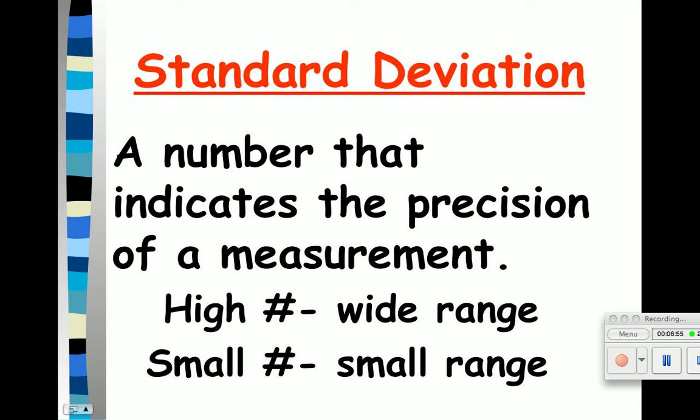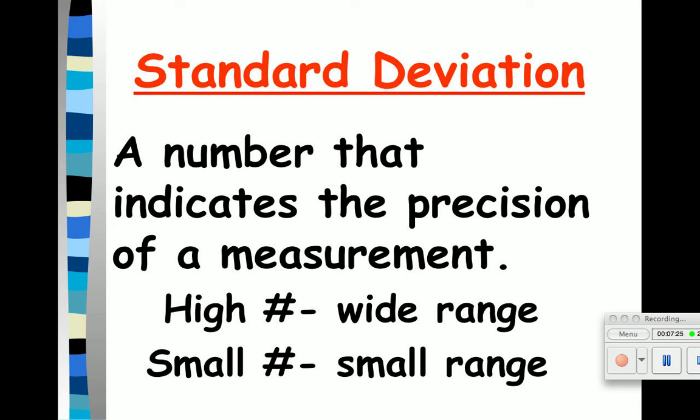So the standard deviation is a number, just like percent error was a number that told me how accurate my measurement would be. The standard deviation is a number that indicates how precise our measurement is. A high number means I have a wide range of numbers present. So the higher my number, the less precise I am. The smaller my standard deviation means the closer my numbers are together and the more precise they are.